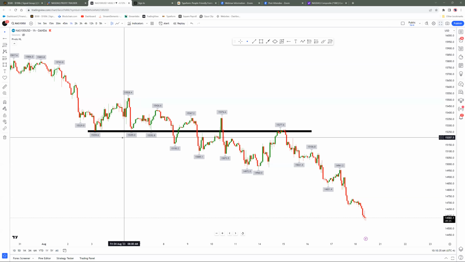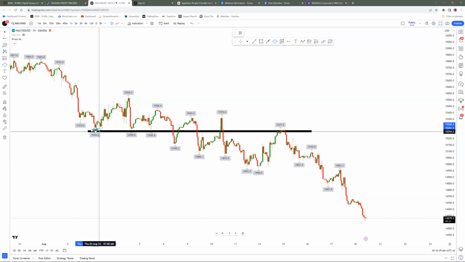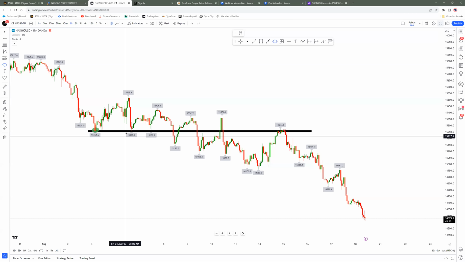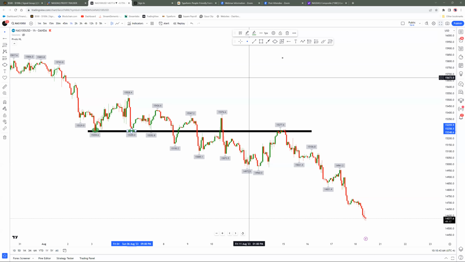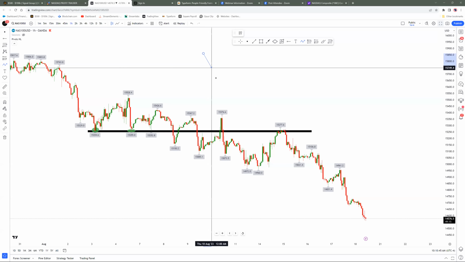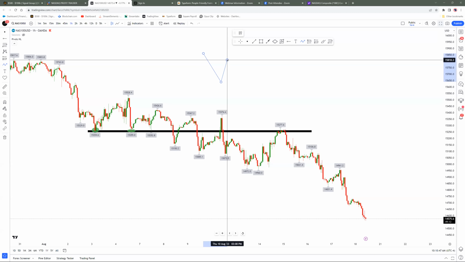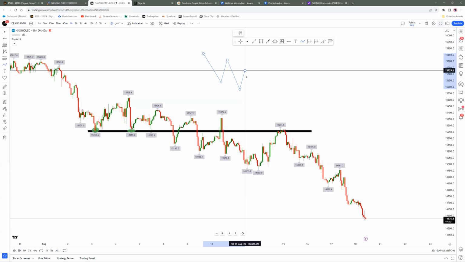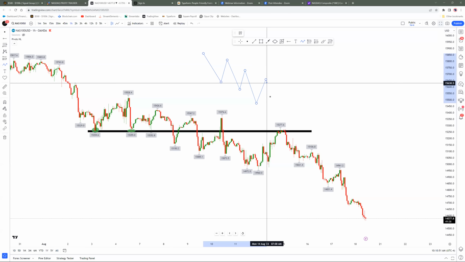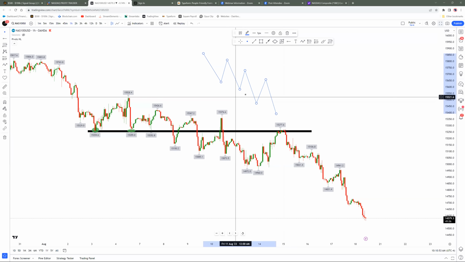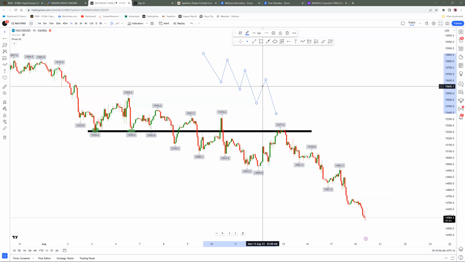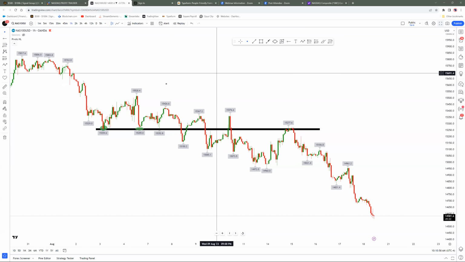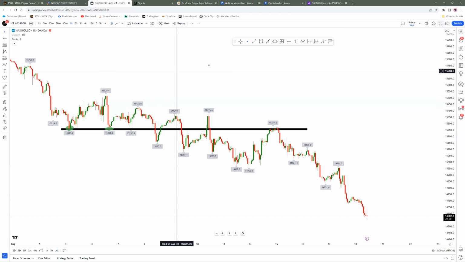15,252 was a swing low. With this being said, you also have to remember, in a downtrend, there's a lower high, a low, a lower high, a low, a lower high, a low. Rinse and repeat, right? So even though we know where our swing lows are, now we have to figure out where our swing highs are.